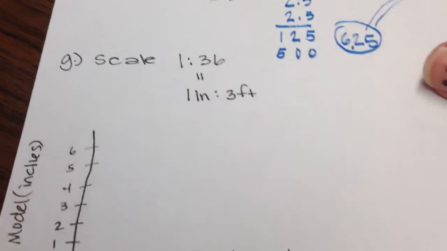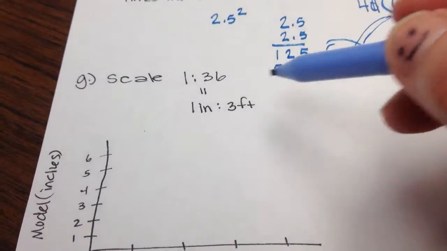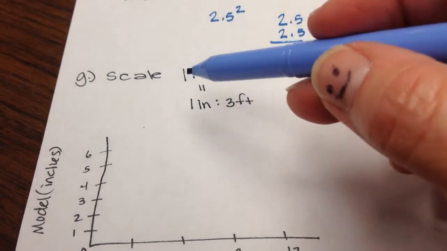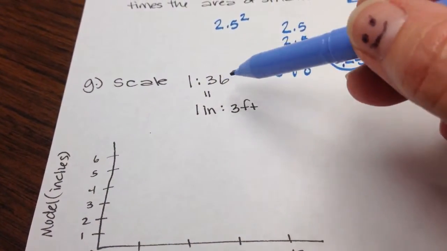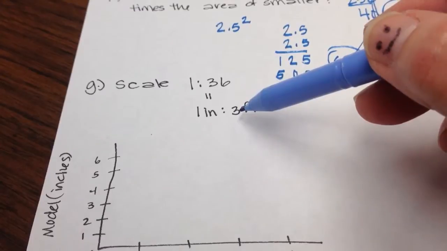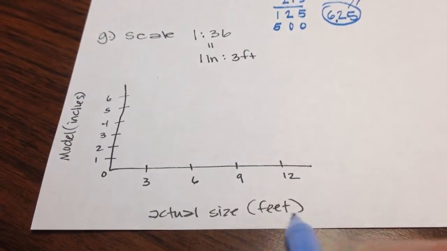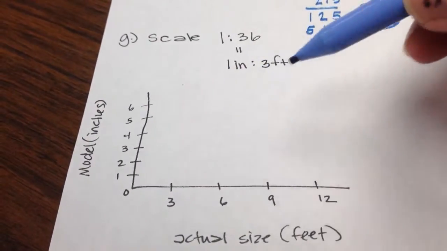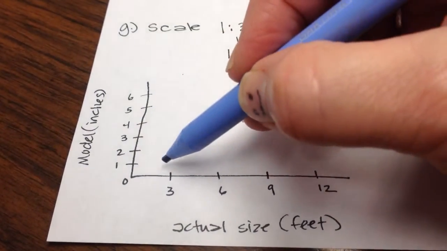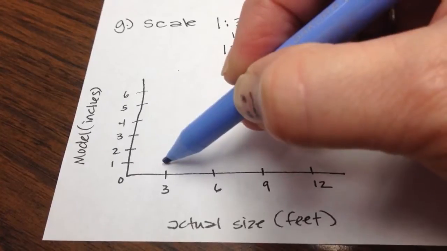Okay, so on this one, they want you to graph it. For every 1 inch, I have 36 inches. 36 inches is really going to be 3 feet. So I have my model in inches, my actual size in feet. So if I were to do that, I would say, okay, 1 inch equals 3 feet.